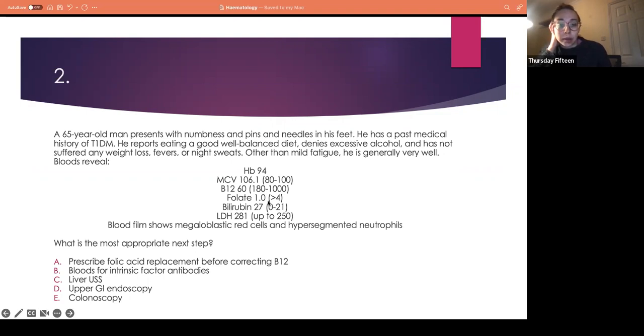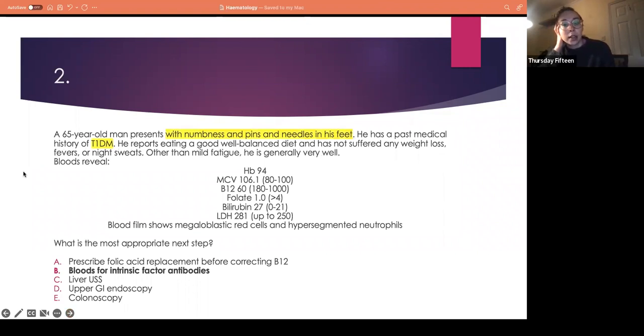So from the quick poll, most of you have gone for B, which is the correct answer. Well done. So blood for intrinsic factor antibodies. So you've all got that he's got a B12 deficiency. The other one that a couple of you went for was A, which was prescribe the folic acid replacement first before you could correct the B12. So that's not correct. It's the other way around, and you've got to get that in your head. You always have to replace the B12 first every time, because if you correct a folate deficiency, then you might mask symptoms of a B12 deficiency. B is correct. So we're looking for a pernicious anemia as a cause of his B12 deficiency.